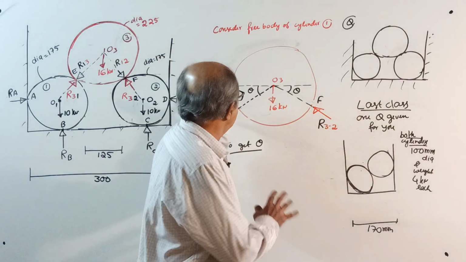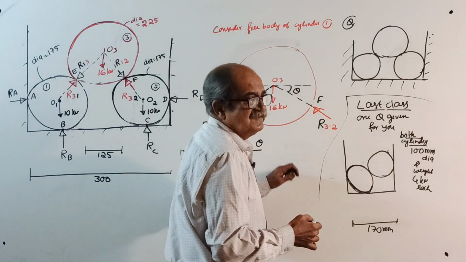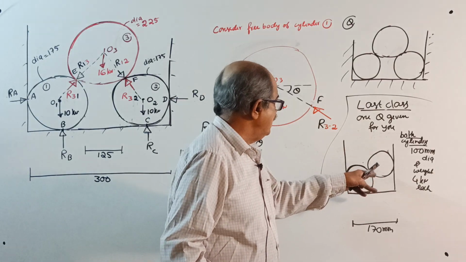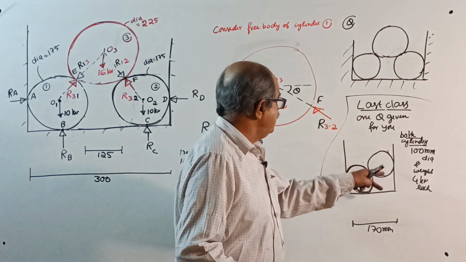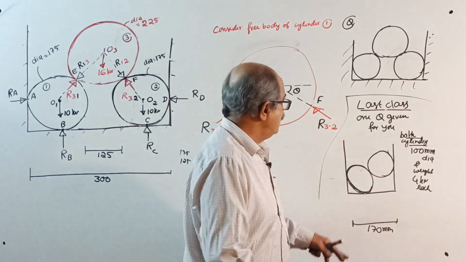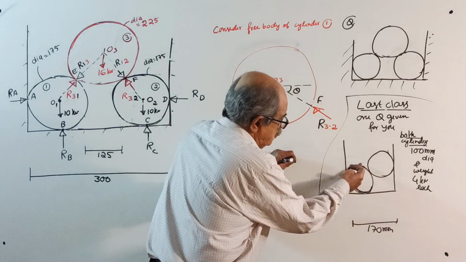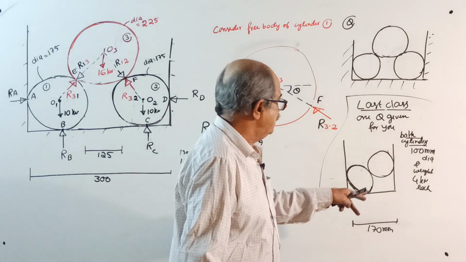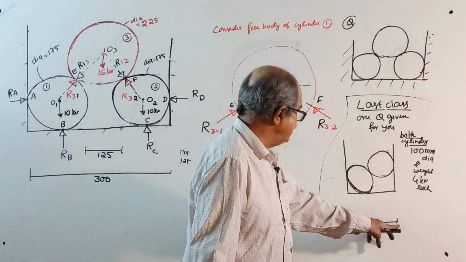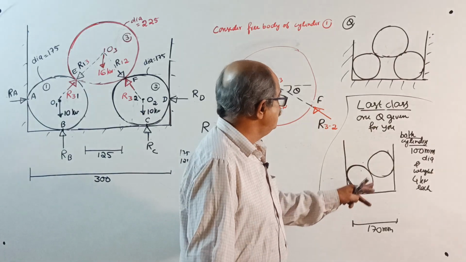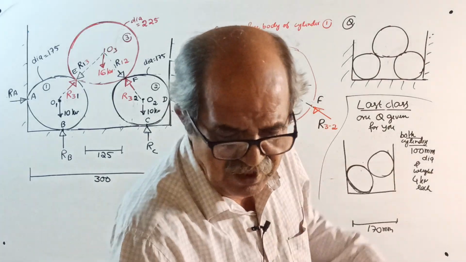Before starting, make a note. Last class, we solved a question where these two cylinders are of different diameter. Then I told you, if they are the same diameter, you are happy. So one question was given for you to solve. Here is a rough sketch. Both cylinders are 100 mm diameter. Both weigh 4 kilonewton. This length is given as 170 mm. I will give the answer for that question now.